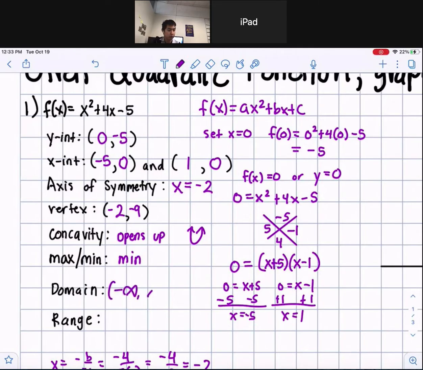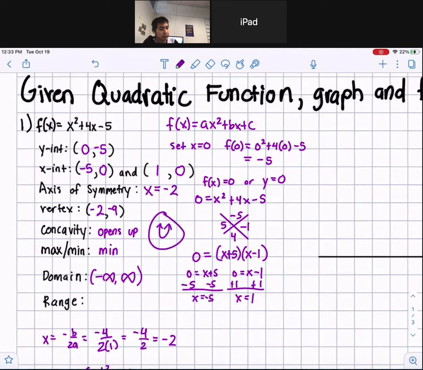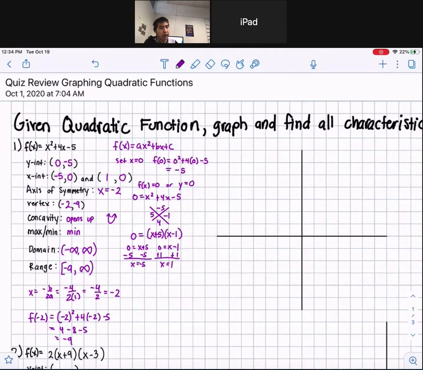The domain for all quadratic functions goes infinitely to the left and right, so -infinity to infinity. Your range: how low is this graph? You know it opens up, so how low is that? Well, the lowest value is the y coordinate of the vertex. Bracket, -9, comma, all the way to positive infinity. It goes this low, and it goes how high? All the way to positive infinity. As you can see, I don't honestly need to graph this in order to find all my pieces. But now let's graph.